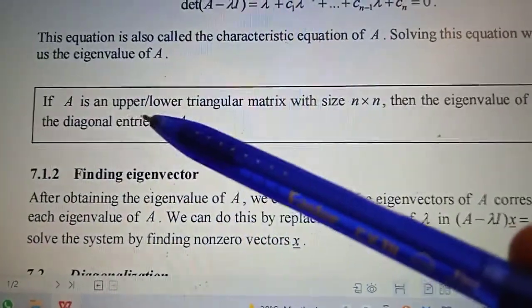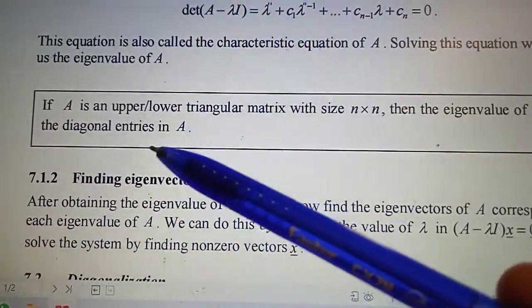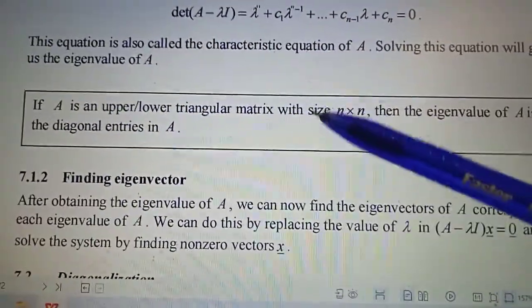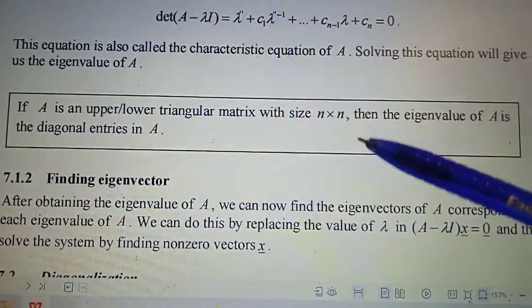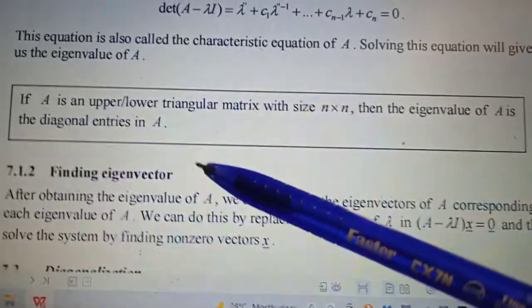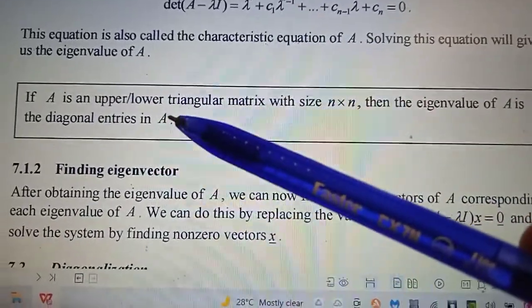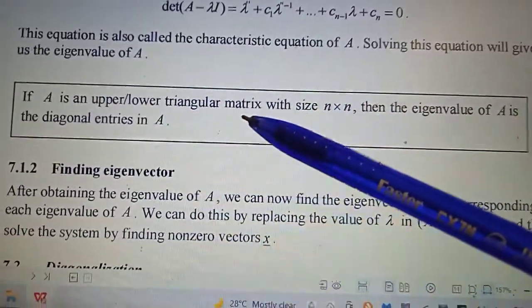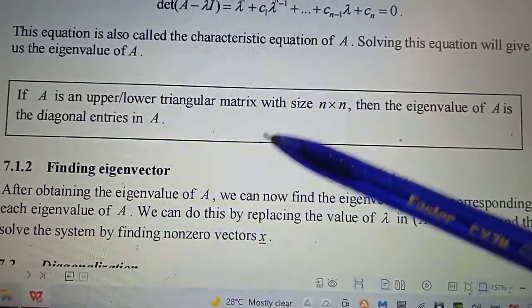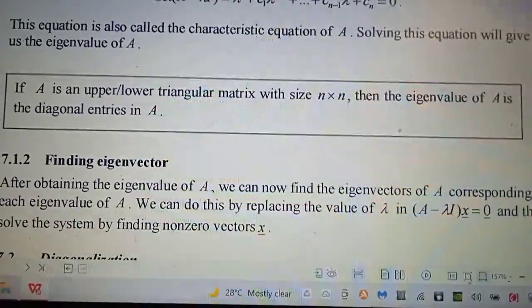One statement here regarding the coefficient matrix: if A is an upper or lower triangular matrix with size n, then the eigenvalue of A is the diagonal entries in A. So once we have A in the form of an upper or lower triangular matrix, the diagonal will represent the eigenvalue of A.